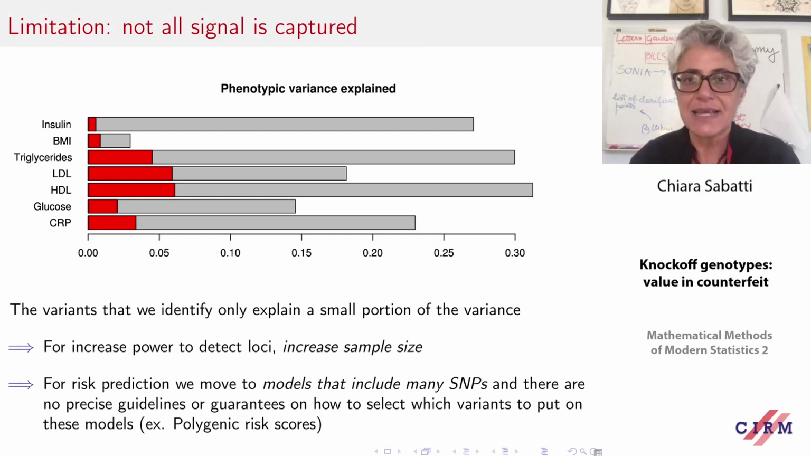So what are the limitations of this approach? One is that not all the signal is captured. This plot refers to the data set I have shown you a minute ago, even if we have a larger collection of phenotypes. What this entire bar represents is the proportion of phenotypic variance that we could explain using genetic information and other covariates like sex and age.